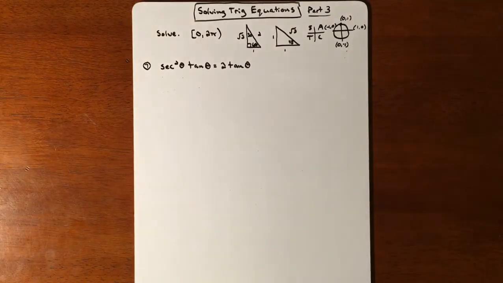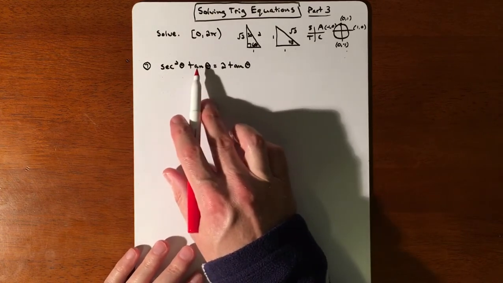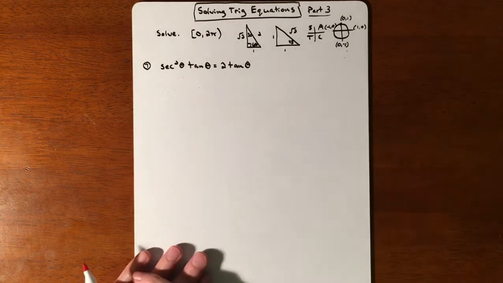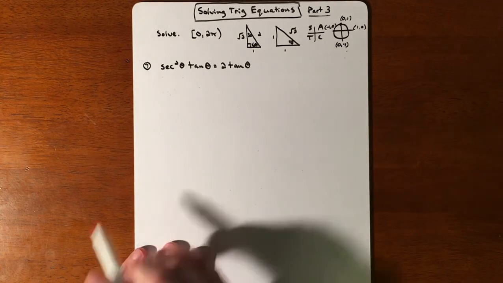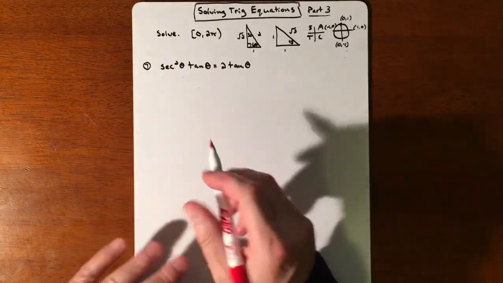All right, this is the third video of solving trig equations. And again, they just kind of progressively get a little bit harder. So we're looking at solving secant squared times tangent is equal to 2 times tangent. Most of these equations, if you have a square, have a quadratic-ish kind of feel. We want to bring everything over to one side.